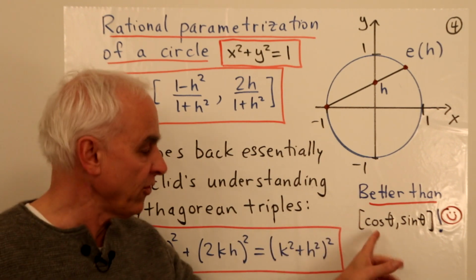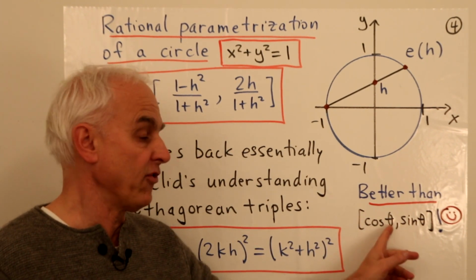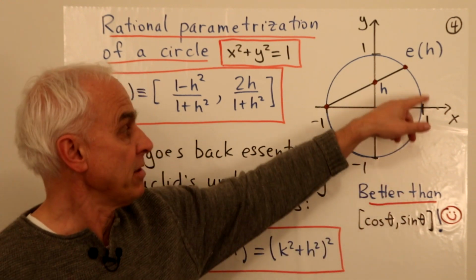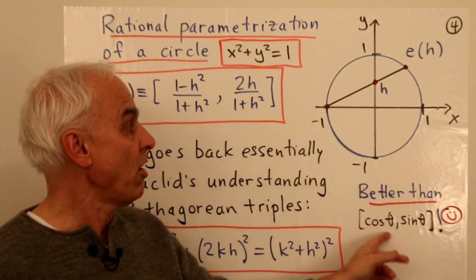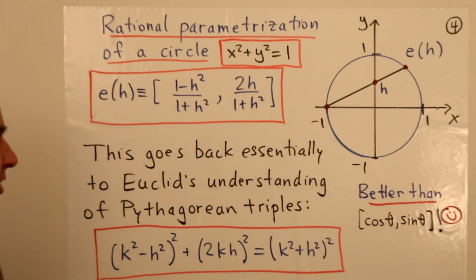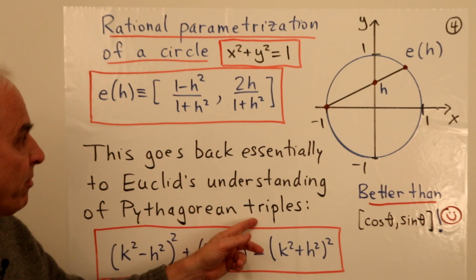Not in all cases, and we will talk a little bit about some other situations where the trigonometric version happens to be superior, namely when you have uniform motion. But if you don't have uniform motion, almost invariably the rational parameterization is superior. And of course, this also harks back to Euclid's understanding of the Pythagorean triples.